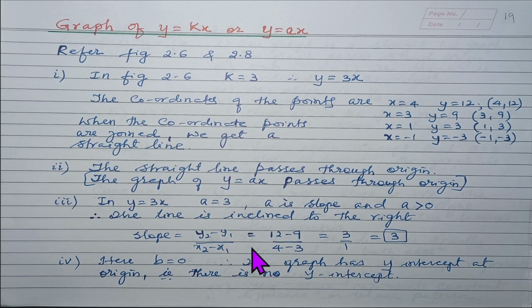And we can find the slope very easily. So y2 minus y1 is 12 minus 9, and x2 minus x1 is 4 minus 3. Therefore (12 minus 9) divided by (4 minus 3) becomes 3 by 1, and that is equal to 3. We already know how to find the slope: the slope can be found by taking the ratio of the difference of the y coordinates divided by the difference of the x coordinates of any 2 points. And since b is 0, the graph is passing through the origin, because the y-intercept is 0.